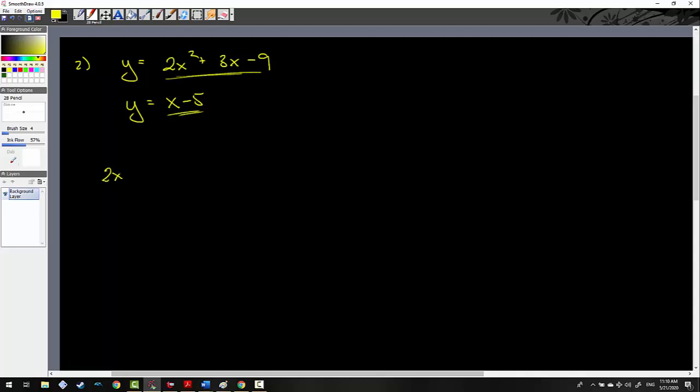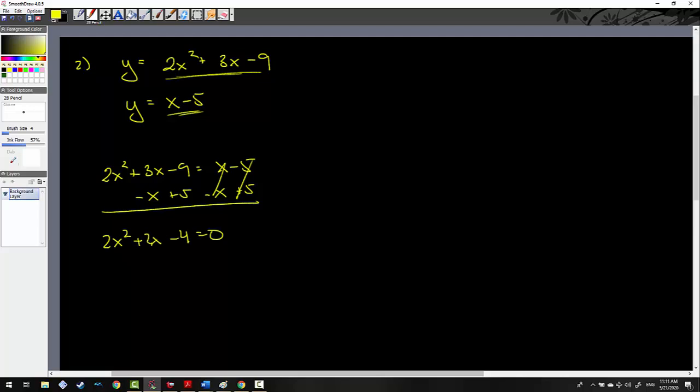So 2x squared plus 3x minus 9 equals x minus 5. So again, remember, when it comes to quadratics, we always set them equal to 0. So please don't do anything too fancy. I'm just going to move everything over. That's all I'm doing. I'm getting rid of these. I end up with 2x squared plus 2x minus 4 equaling 0.